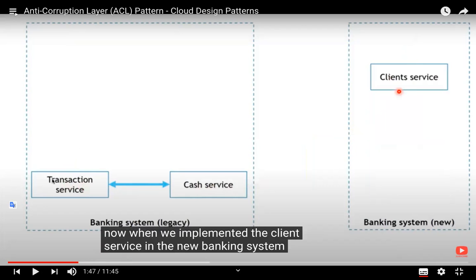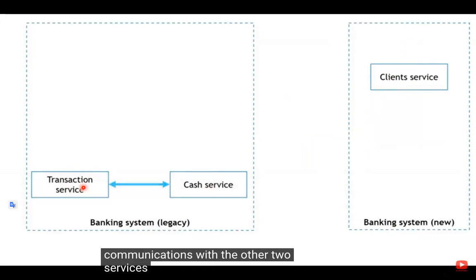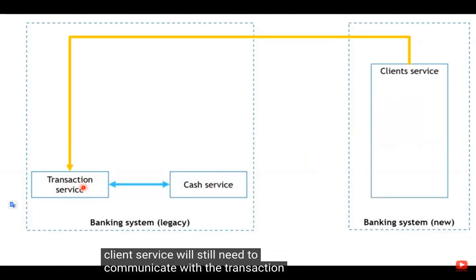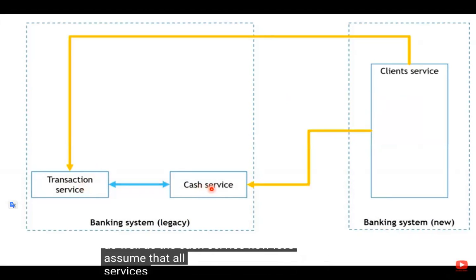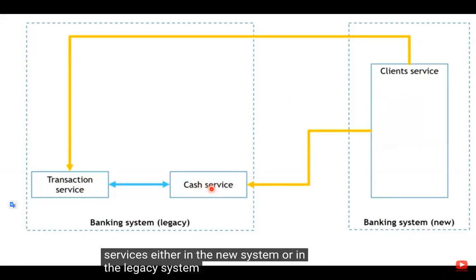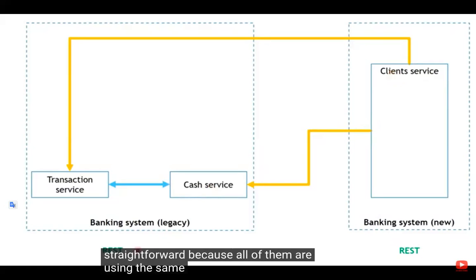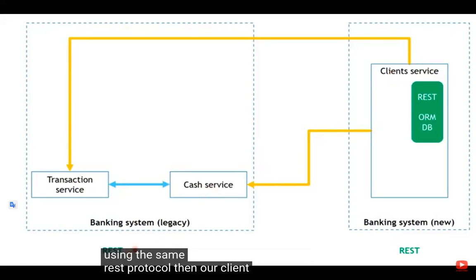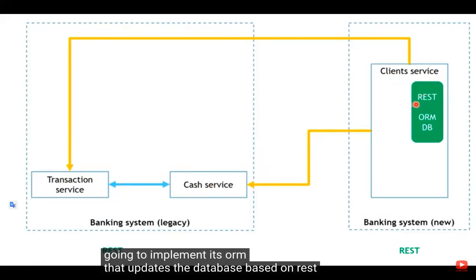Okay, let us maybe just try to skim through it once again. It still will require some communications with the other two services. Client service will still need to communicate with the transaction service as well as the cash service. Now let's assume that all services, either in the new system or in the legacy system, are RESTful services. It's going to make the communication between them really easy and straightforward because all of them are using the same REST protocol. Then our client service is going to implement its ORM that updates the database based on REST protocol.